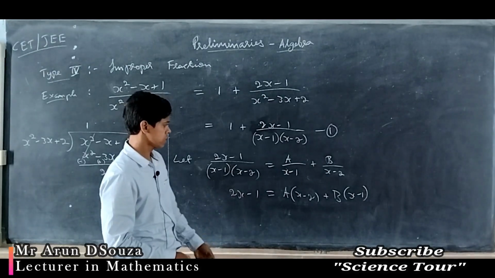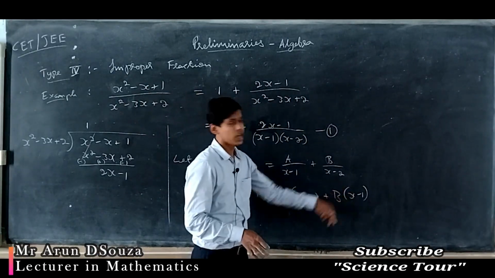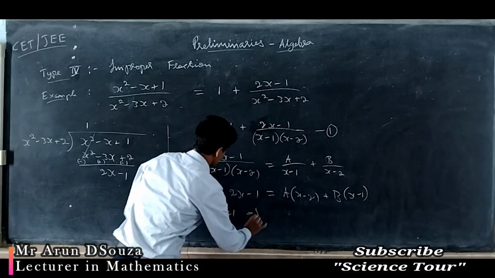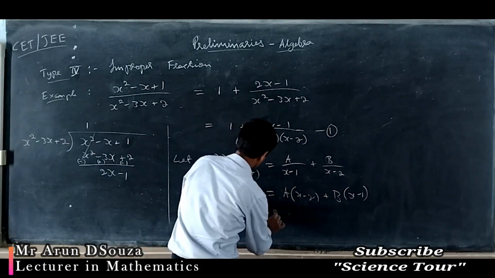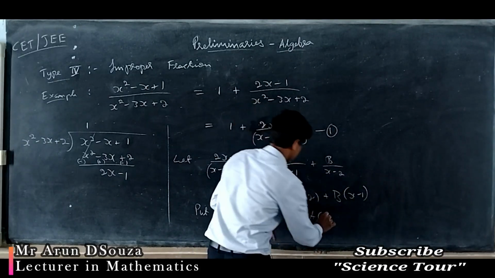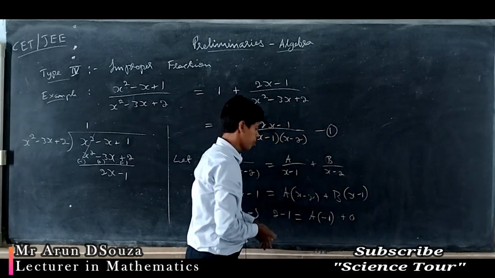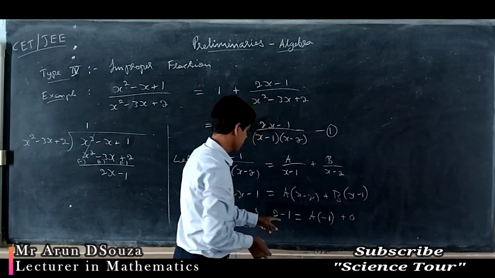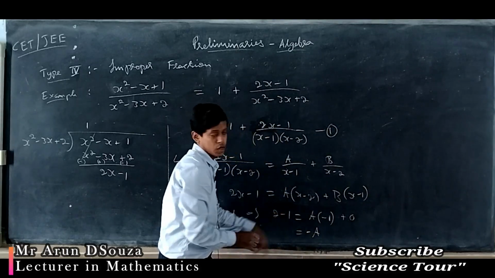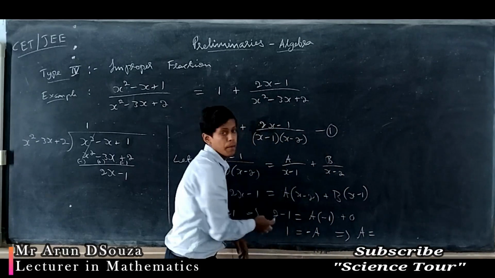You can compare the coefficients of x and constant. Okay, otherwise you can put x is equal to 2, x is equal to 1. So let me put x is equal to 1 first, shortcut method. So when I put 1 here, this will be 2 minus 1, and when I put 1, this will be 1 minus 2, which is minus 1, and that part will be 0 because I am putting 1. 1 minus 1 is 0. Okay, so this is minus 1 into a, which is minus a, and here 2 minus 1 is 1. So what is the value of a? The value of a is minus 1.